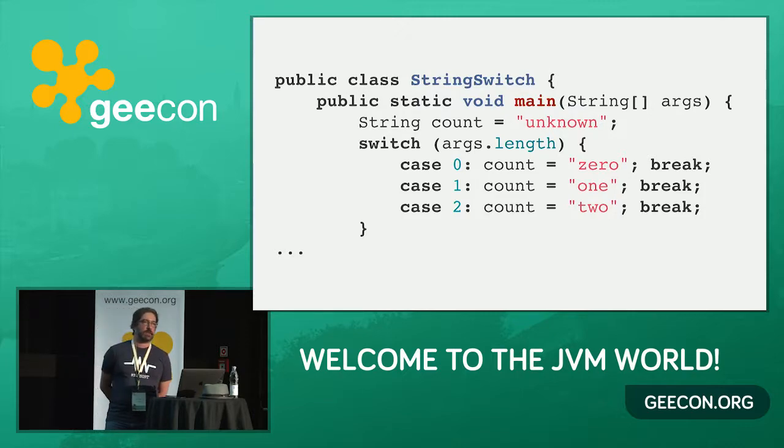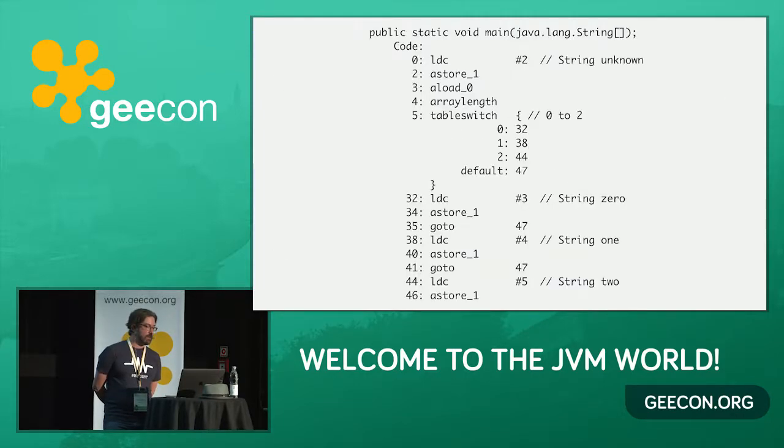A simple example here: how many args were we passed? Let's just print out the string version of that and say how many arguments were passed in. If you look at this at the JVM bytecode level, we'll see either a tableswitch or a lookupswitch in the bytecode. The tableswitch is used when the values are largely close together within some range and contiguous. So we've got a simple range of values that we can look at.